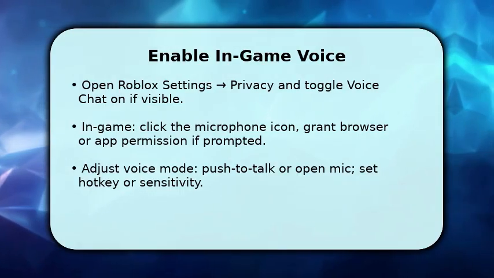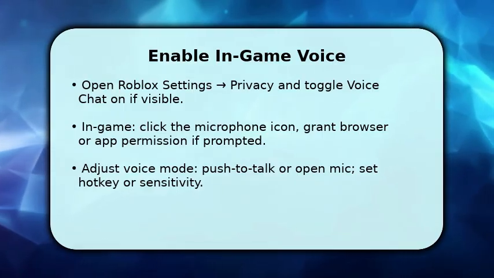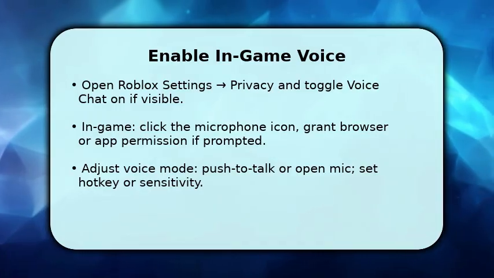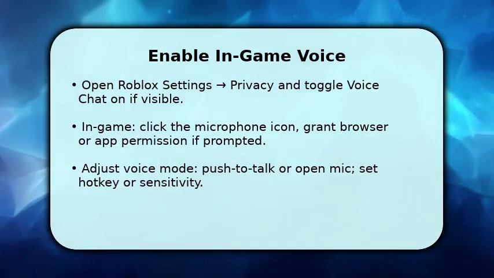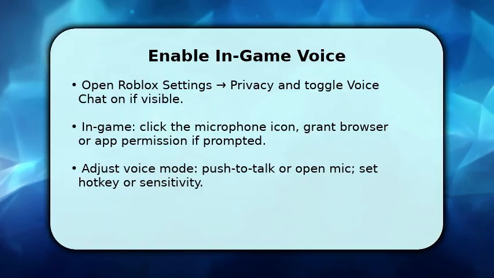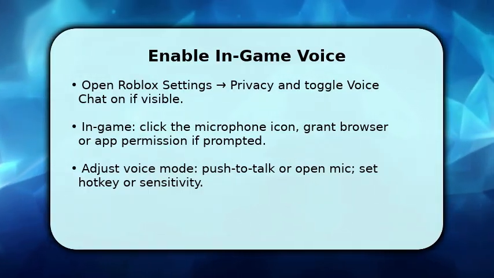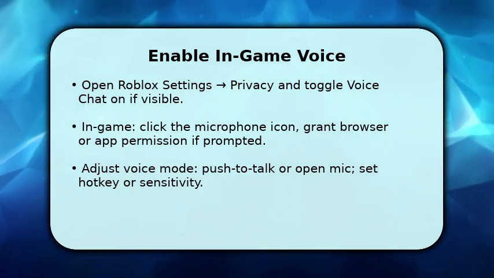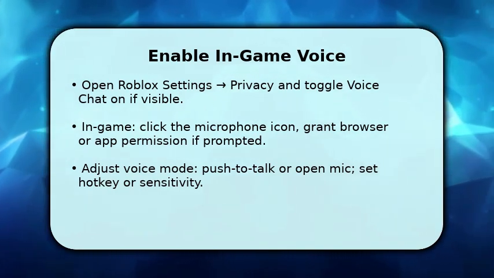Once in a game, find the microphone icon, click it, and grant any permission dialogues the app or browser shows so audio can pass. After permission, choose your preferred mode, push to talk for control or open mic for continuous chat, and set a convenient hotkey or sensitivity level. This sequence activates voice and aligns input behavior with your playstyle.